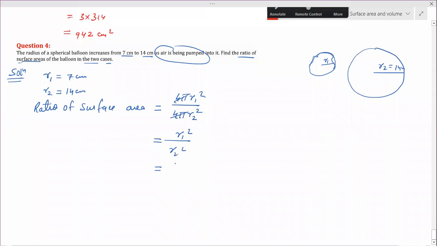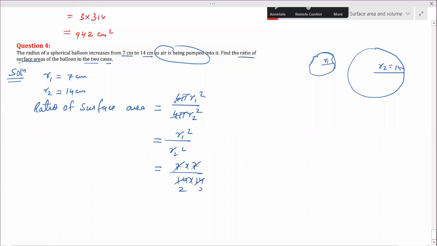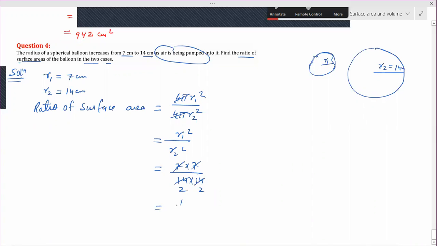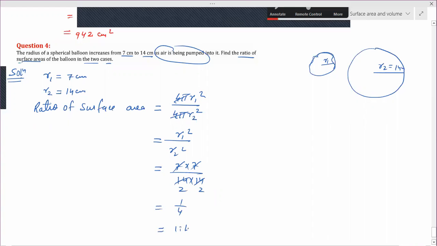Now substitute the value 7 into 7, 14 into 14. So 2 cancels with 2. So it's 1 by 4. So that means 1 is to 4. Now clear?